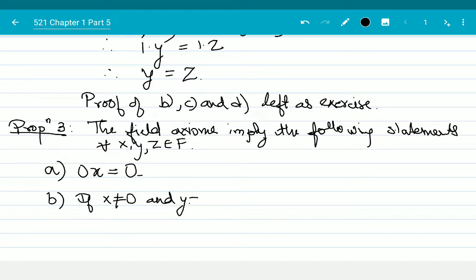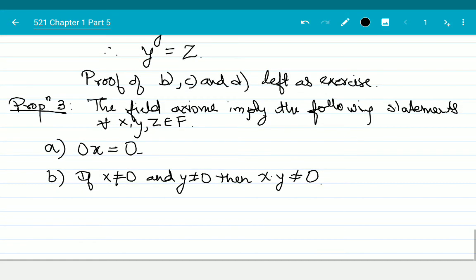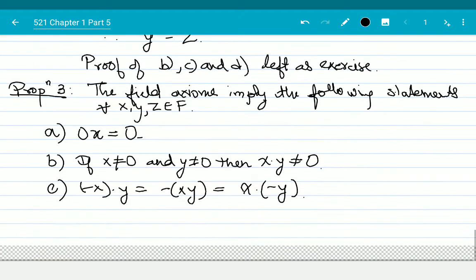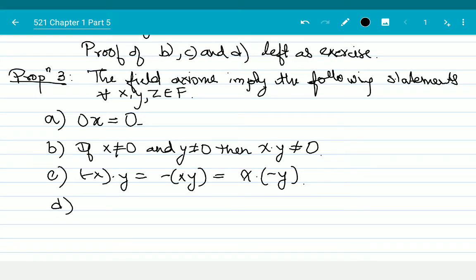B: if x is not equal to 0 and y is not equal to 0, then x times y is not equal to 0. C: minus x times y is equal to minus of xy, which is equal to x times negative y. And D: minus x times minus y is equal to x times y. Okay?